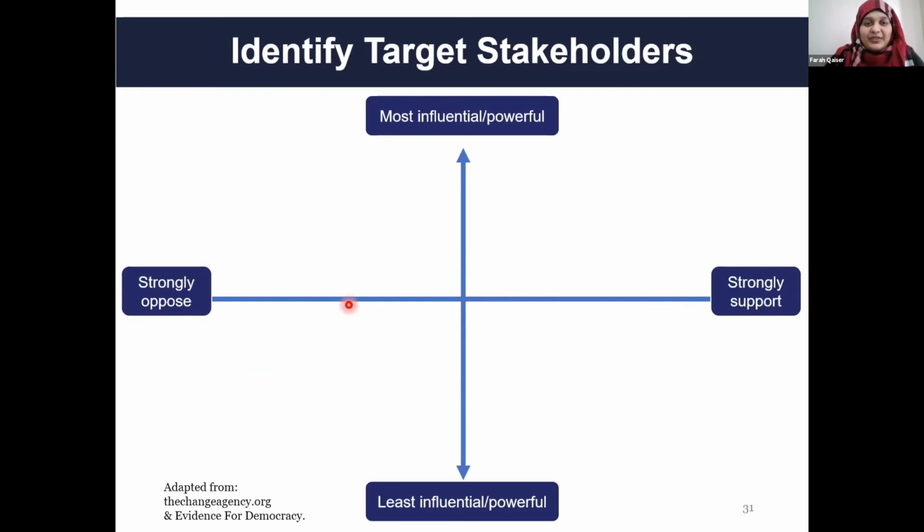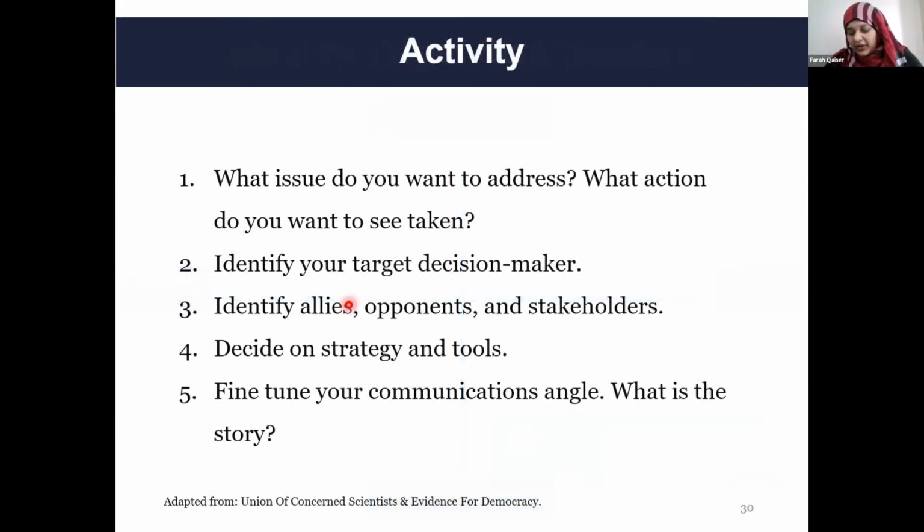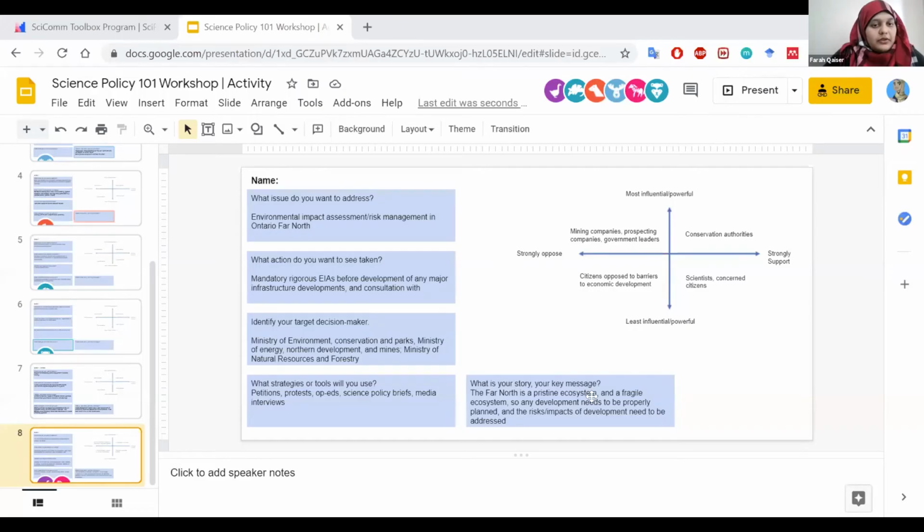So that was a very broad, vague example, but that's a way that you can put together your target stakeholders. We now have 10 minutes. Pick an issue, think about how you want to approach it. I don't know who's done slide number 8, but I really love it, so I'm going to share that one.